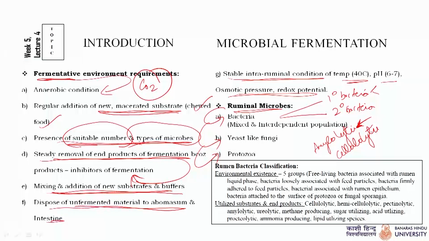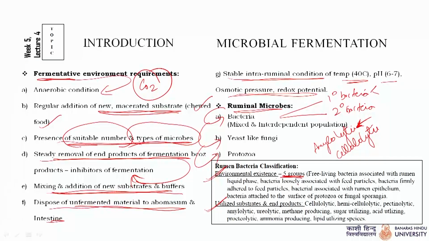Then the rumen bacteria are also classified based on environmental existence, as well as how they utilize the substrates and the end products they produce. So depending on that also, the bacteria can be classified. First is environmental existence. Based on that, the bacteria are classified into 5 groups.